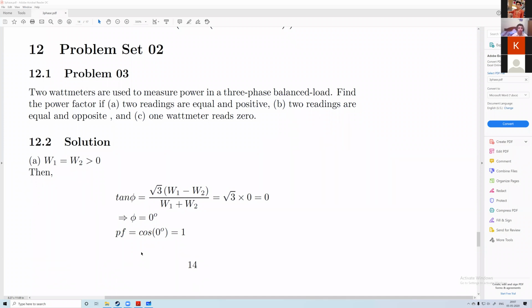Correct? Okay, B. Two readings are equal and opposite. When would that happen?